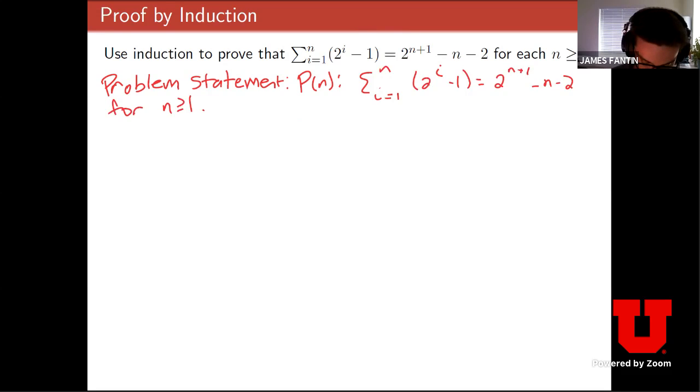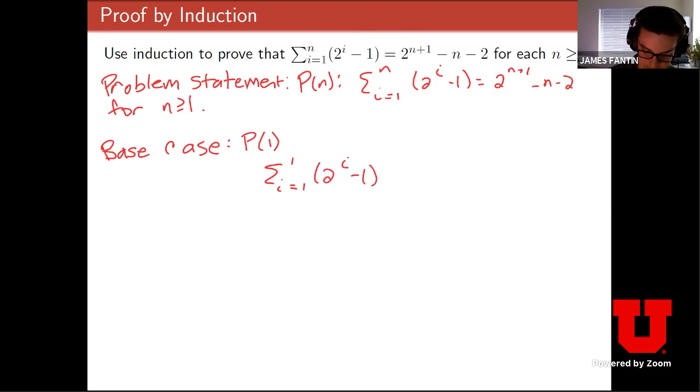And then now we have the base case. So here we need to prove that P of 1 is true. Right, so we just plug in n equals 1 to our problem. So we have the sum i equals 1 to 1 of 2 to the i minus 1. And that's just 2 to the 1 minus 1, which equals 1.